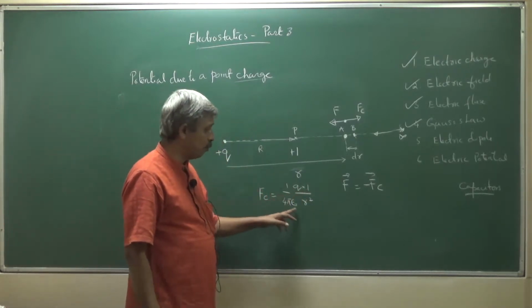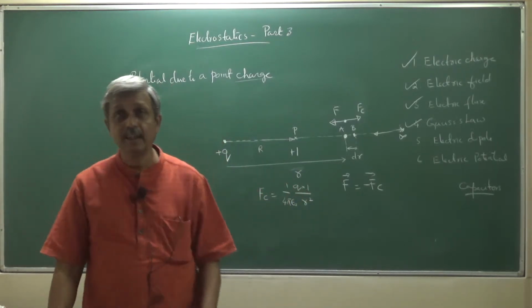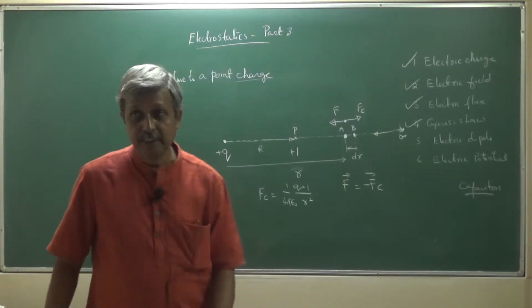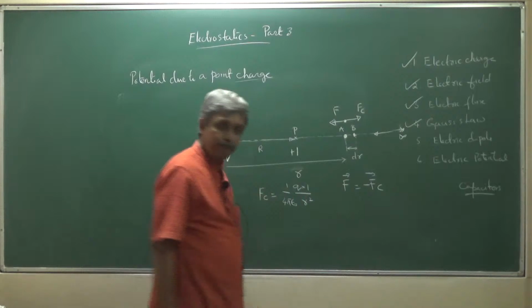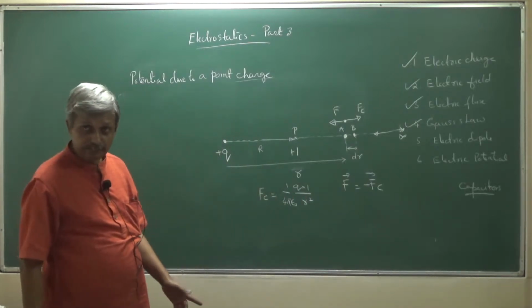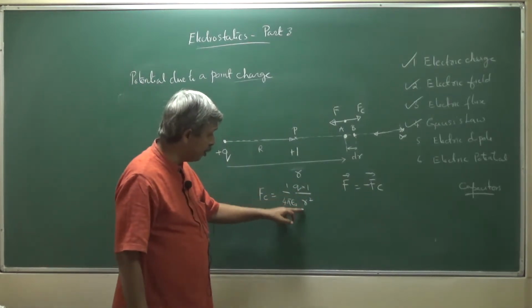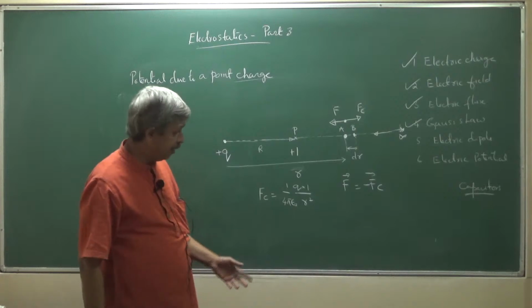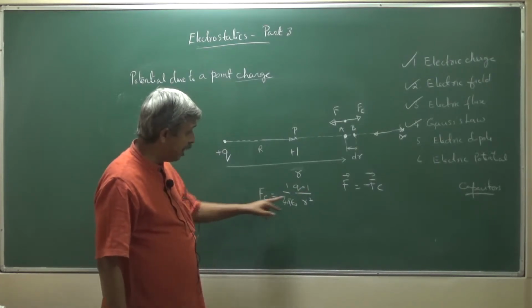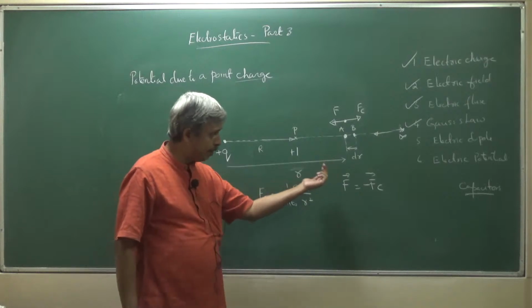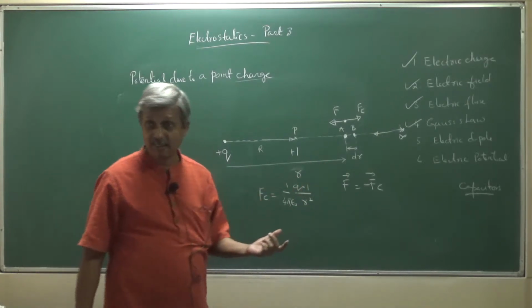Q1 Q2 divided by 4 pi epsilon naught R square. That is the force, the electric charge force we discussed in Coulomb's law. Now, Q into Q divided by R square, that is Q into 1 by R square. As R changes, when it becomes smaller and smaller, the F value will increase.